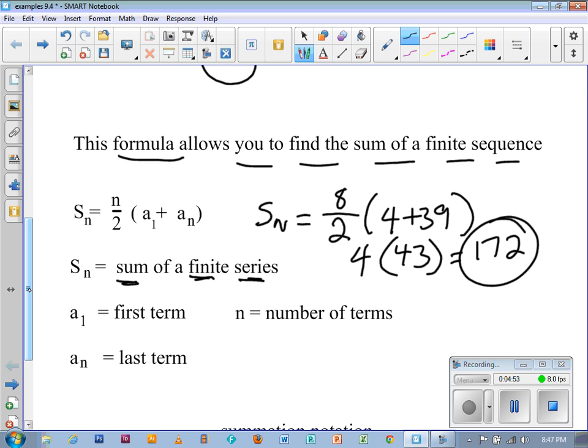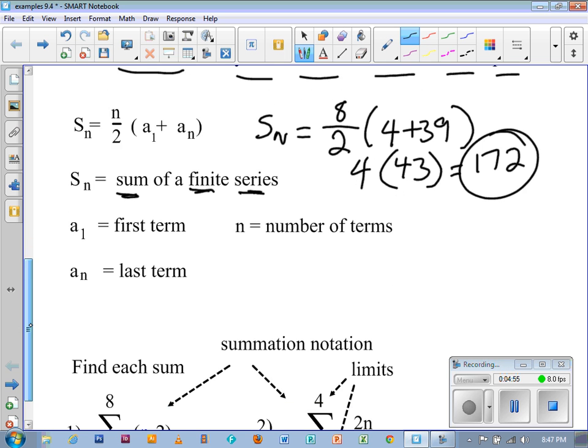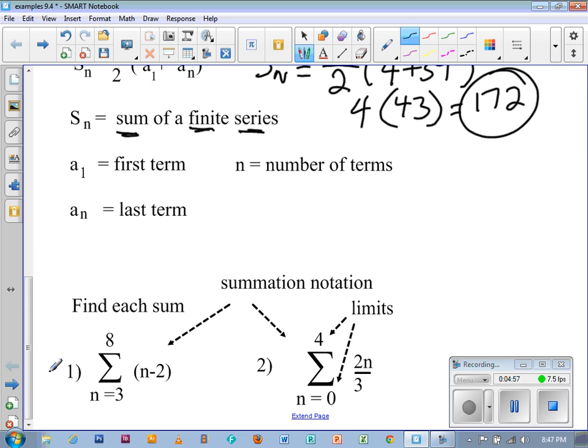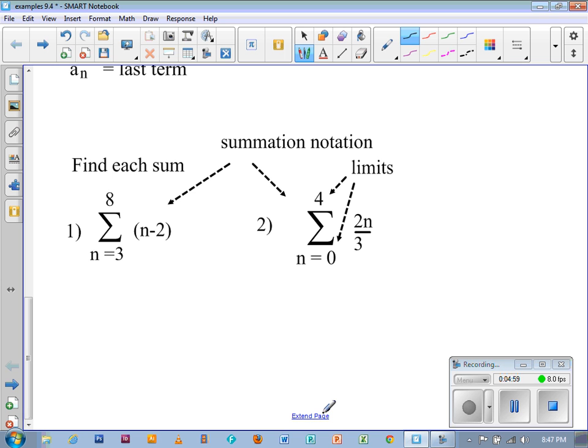Now, the next part of this lesson involves a new type of notation, which is called summation notation. There's a new symbol here. You've never seen this before. It's called sigma. And when you see this sigma notation, it's this Greek symbol that looks like an E. It's a Greek capital letter, actually. It means sum, or summation notation.